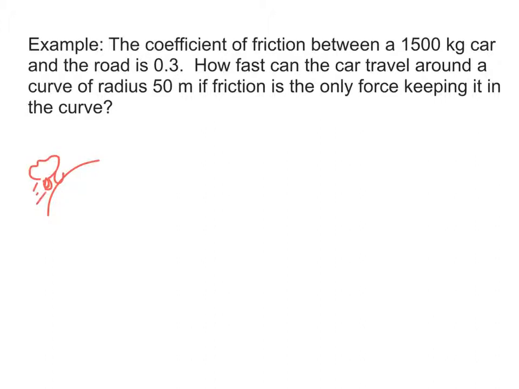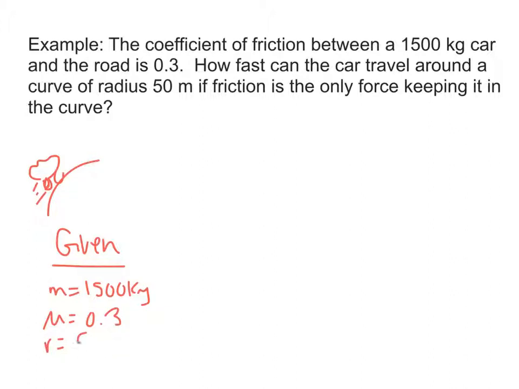Again, hard to draw these on angles. Essentially what we want to do is make sure that this car is not going off the road. So friction is the force keeping this car in the curve, making sure that it doesn't go flying off. What are we given? We know that the mass of the car is 1,500 kilograms. The coefficient of friction, remember mu? Mu equals 0.3. And the radius of the curve is 50 meters.